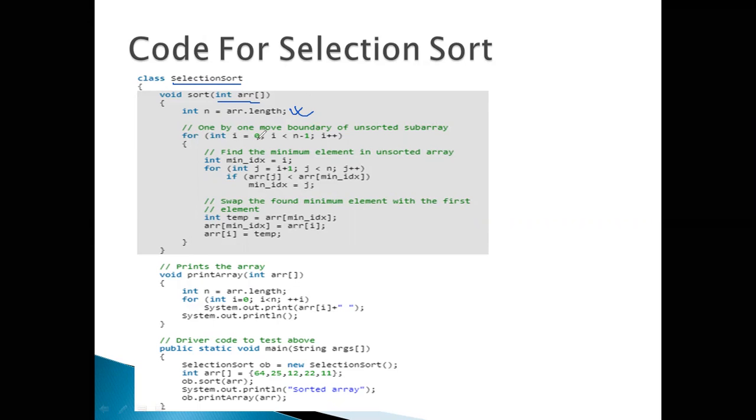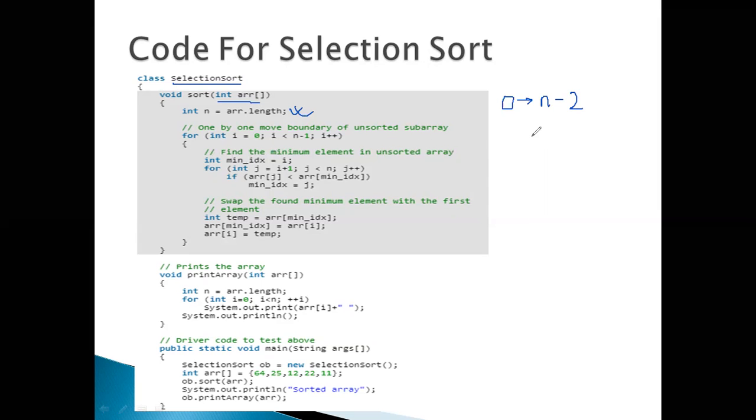So for i equal to 0 and i less than n minus 1, so we iterate from 0 to n minus 2. We iterate from 0 to n minus 2 because the last element will be present in its correct position. Now we do int min_index is equal to i. So we find the minimum index in the unsorted array.